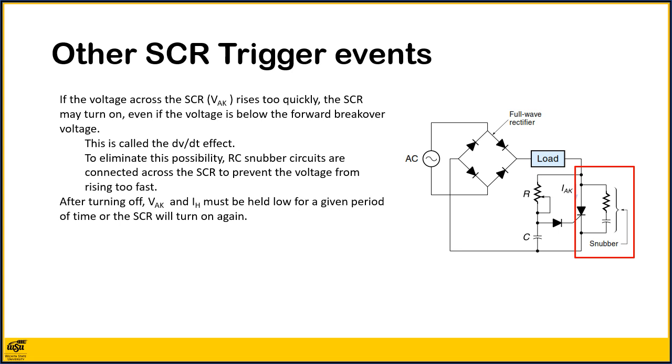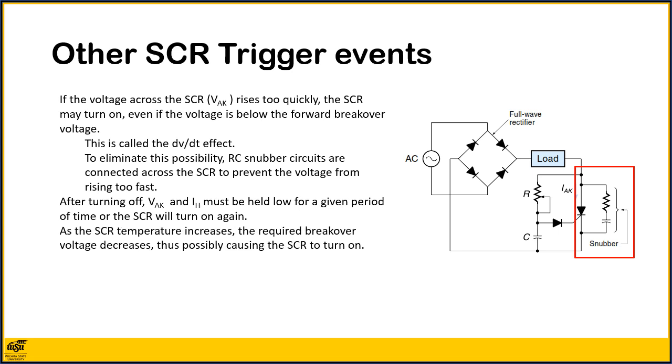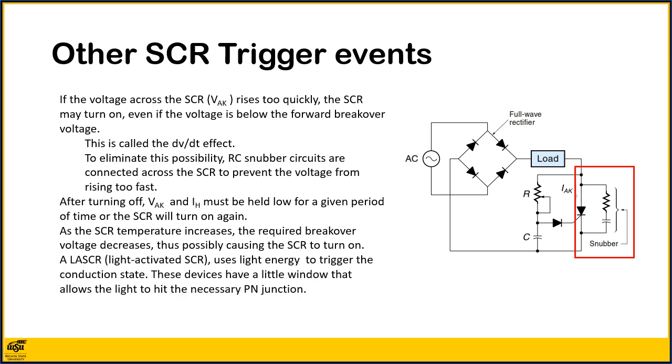After turning off, VAK and IH must be held low for a given period of time, or the SCR will turn on again. As the SCR temperature increases, the required breakover voltage decreases, thus possibly causing the SCR to turn on. A different type of SCR, known as a LASCR, a light-activated SCR, uses light energy to trigger the conduction state. These devices have a little window that allows the light to hit the necessary PN junction.